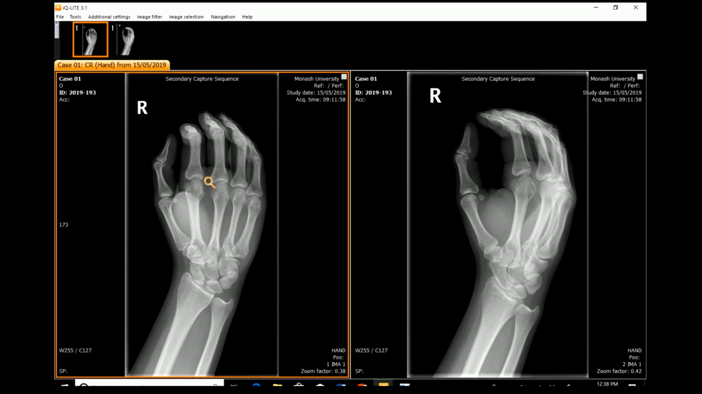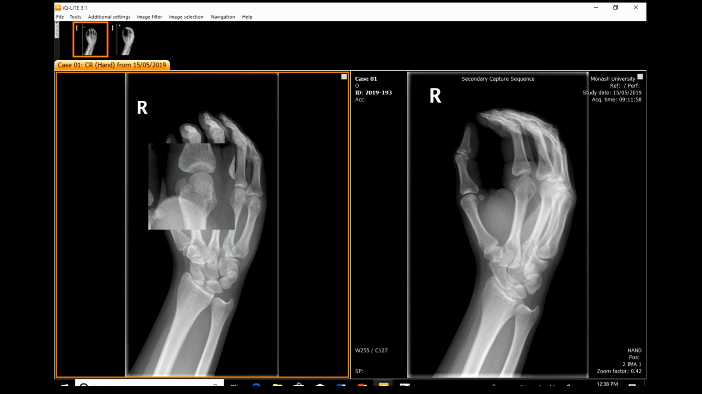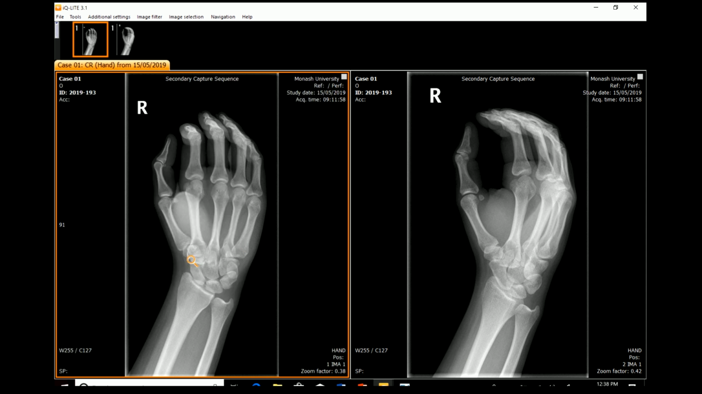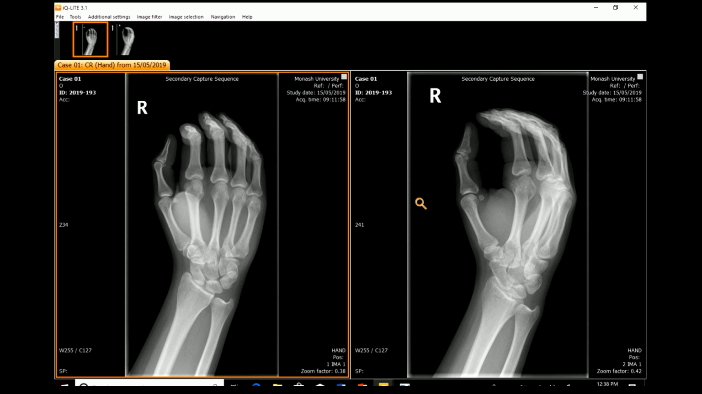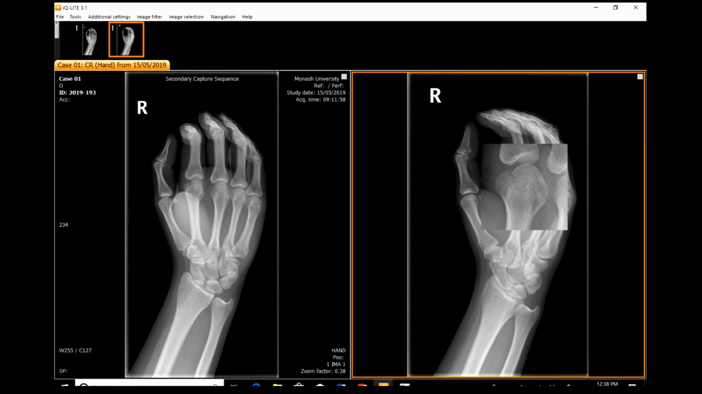Okay, so if we review, now I'm just going to go straight to where the pathology is. If we look at the head of the second metacarpal, we can see that there is a fracture. And on this oblique view, we can see there are multiple lucencies, which indicate that it's a comminuted fracture. We can also see that the fracture is going through the articular surface.